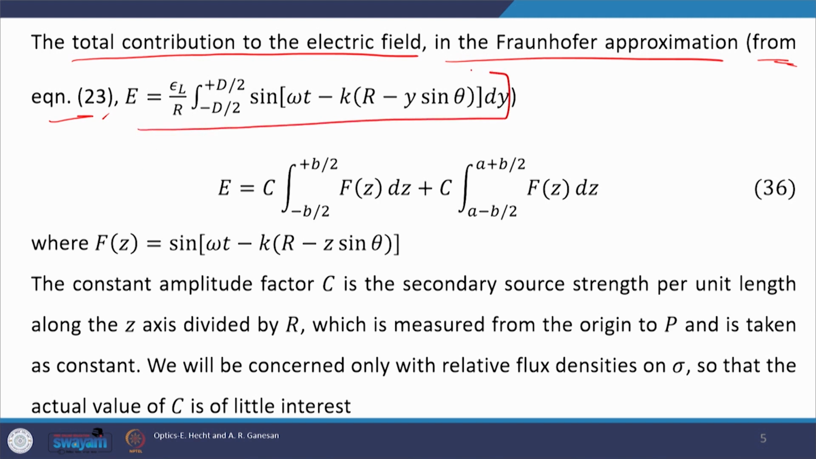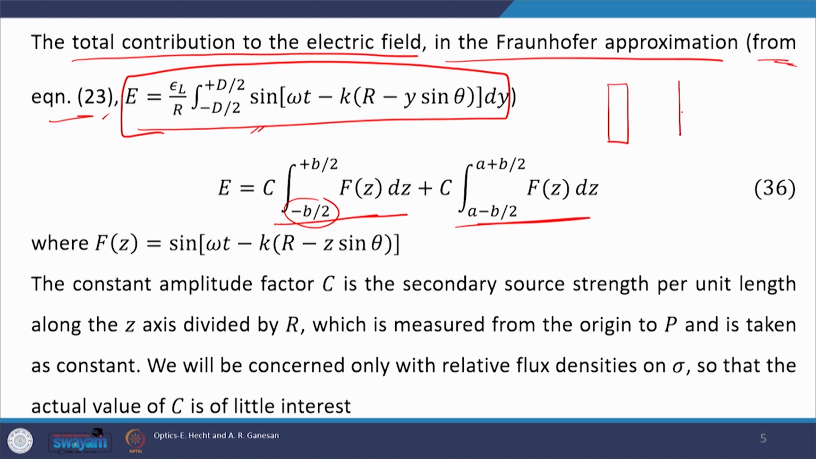This is our equation number 23, and this is derived for a slit whose length is d, and the origin is at the center of this line source. Now, since we have two line sources in the two slit case, we will have two such integrals. One is extending from minus b by 2 to plus b by 2. Why? Because these are the two slits which we have right now, and the origin is here, the slit width is b, and the center to center separation is a.